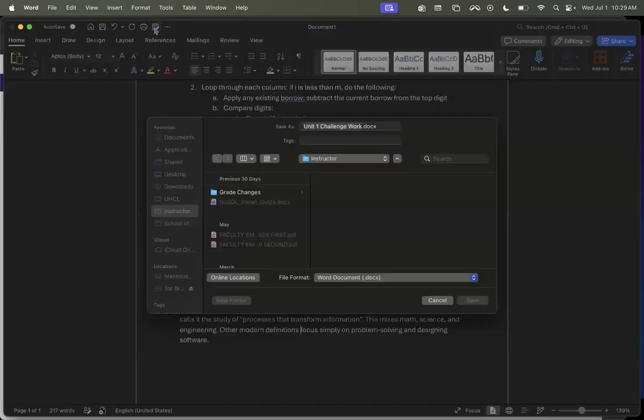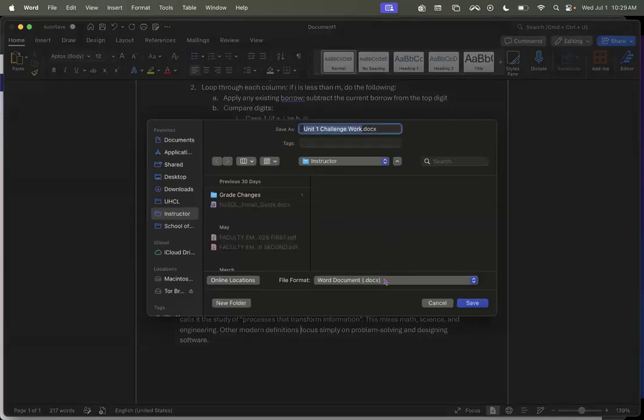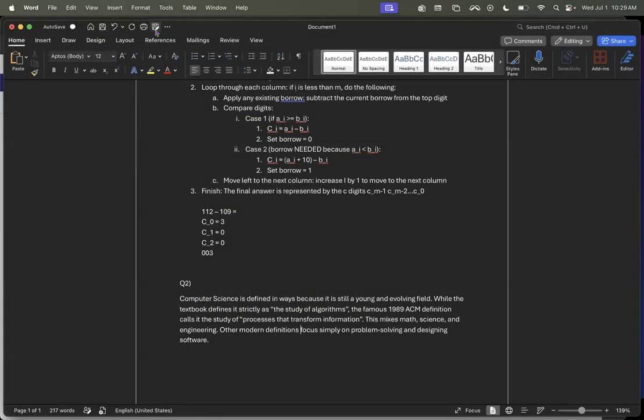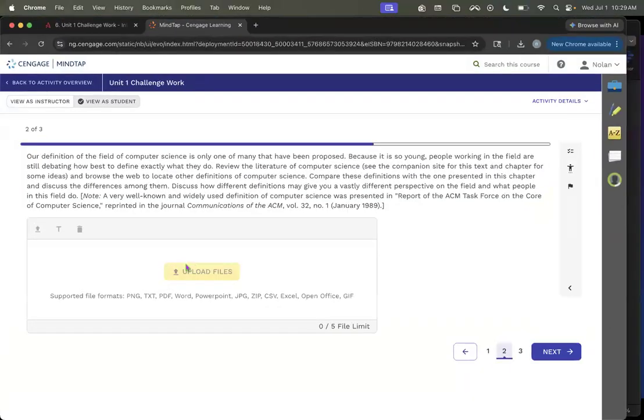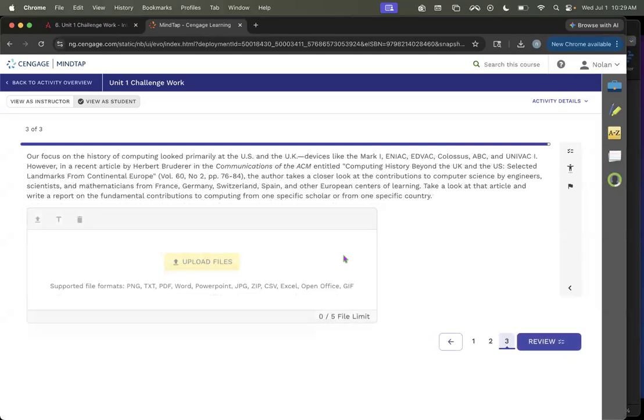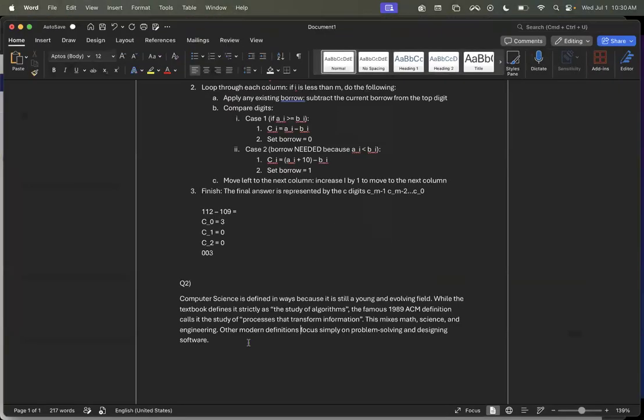So you do the same thing. File, save it, of course, normally by clicking the save icon. Then you click save it as a PDF. Go ahead and submit it right here and upload files. Then move on to question 3, history of computing in the US and the UK. So take a look at the article mentioned and write a report. Again, just a few sentences on the fundamental contributions to computing from one specific scholar or one specific country.